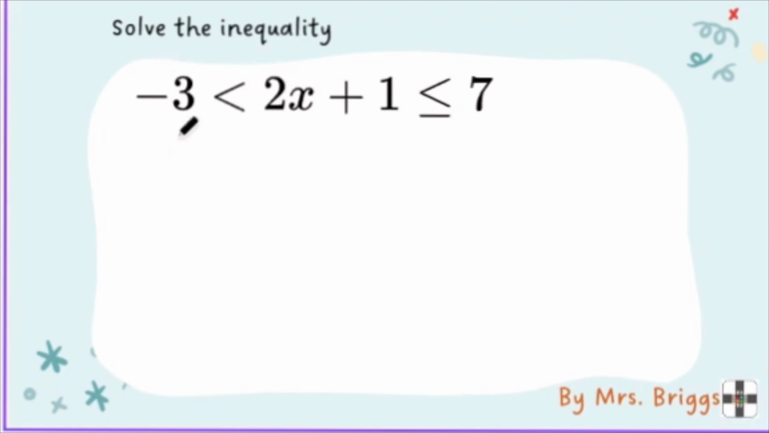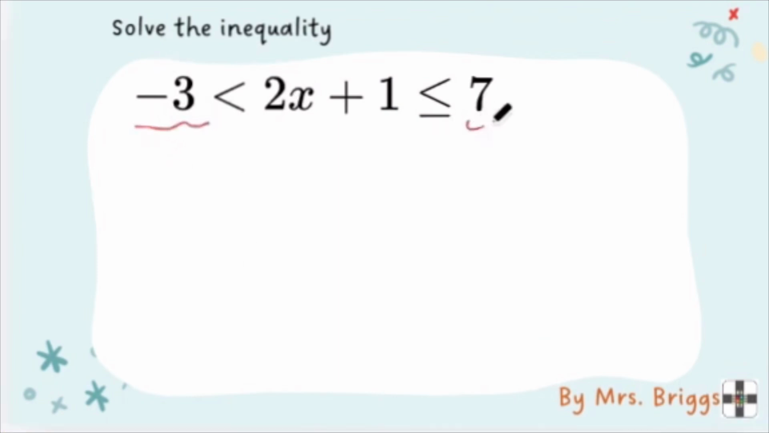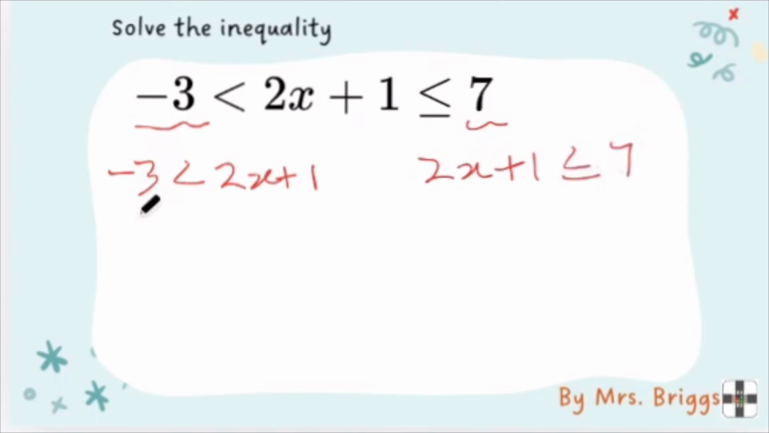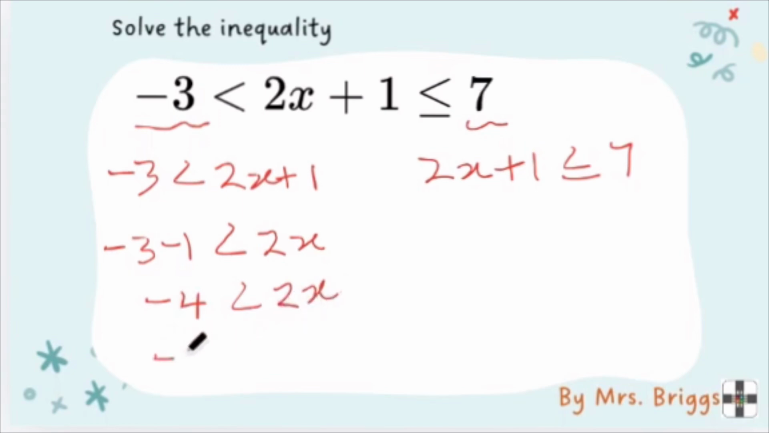Last question. Again, we have another one with boundaries. So we would split them up into two separate inequalities. We have -3 is less than 2x plus 1, and 2x plus 1 is less than or equal to 7. So we can take all the number terms to one side. -3 minus 1 less than 2x. And that will be -4 less than 2x. And if we divide both sides by 2, then negative 2 is less than x.